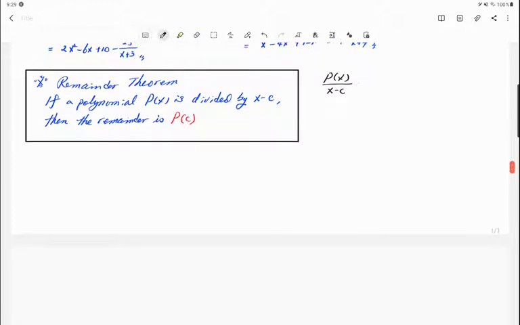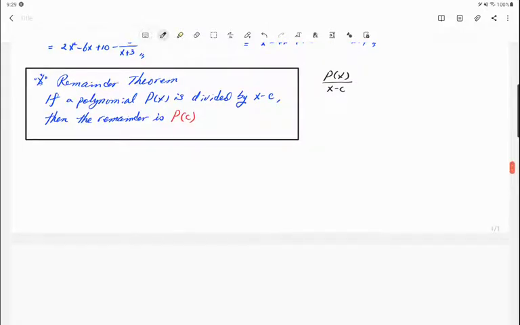Do you remember the long division? P of x is divided by x minus c. This x minus c is the divisor, right? Then let's say there is a q of x, and then when you do this, there is a remainder. So actually, when we divide these two, then we can write it as q of x plus the remainder divided by x minus c, right?